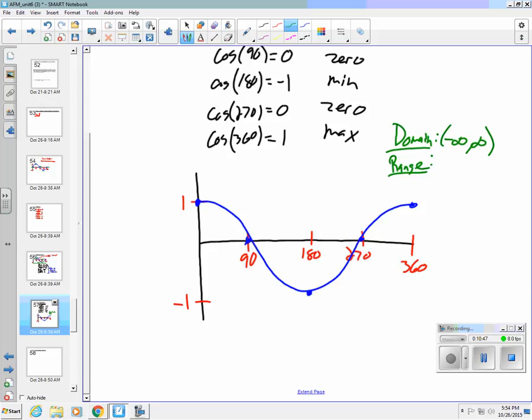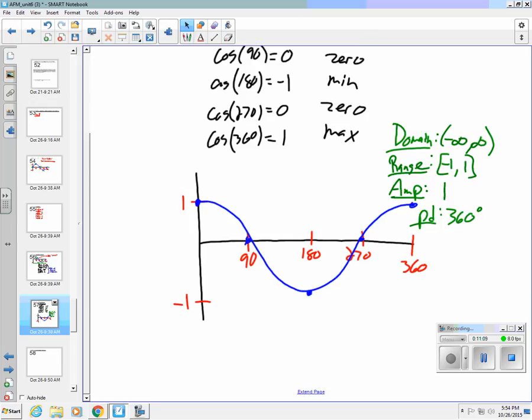The range is the same as for the sine function. All the values for cosine are between -1 and 1. It also has the same amplitude of 1 and period of 360 degrees. Again, for transformations, we're looking at these to change: the range, the amplitude, and the period. The domain will always be all real numbers for these sine and cosine functions.